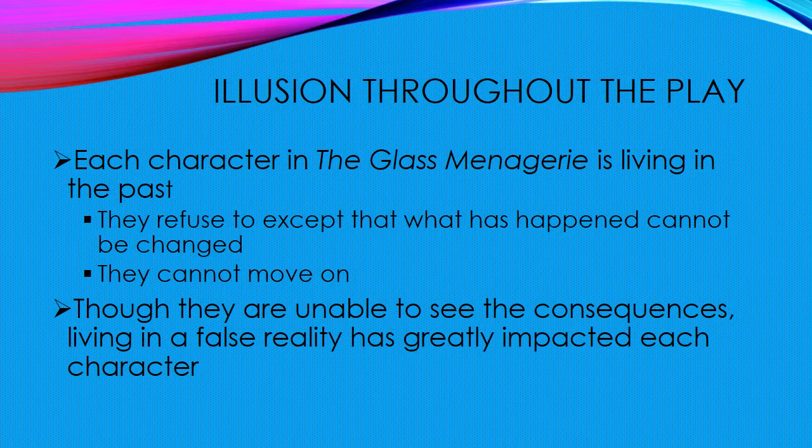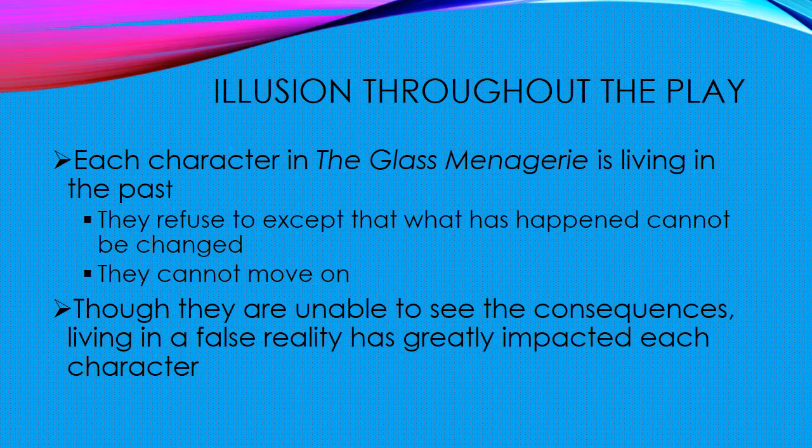Illusion throughout the play. Each character in the Glass Menagerie is living in the past. They refuse to accept that what has happened cannot be changed, such as their father abandoning them 16 years ago. I mean, even in their house still today, they still have his picture displayed as if he was some hero to them. They also cannot move on.